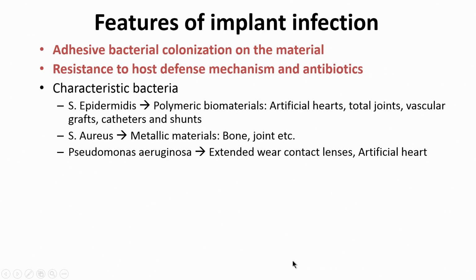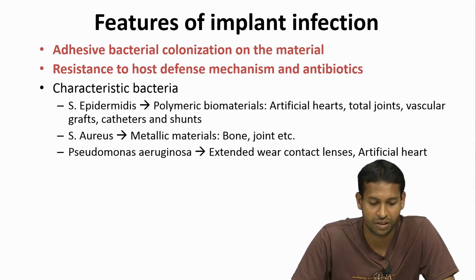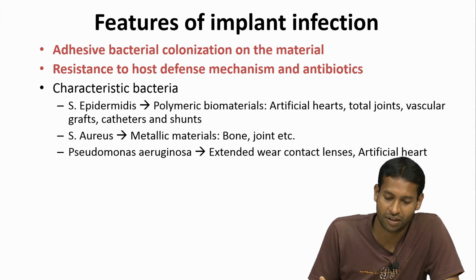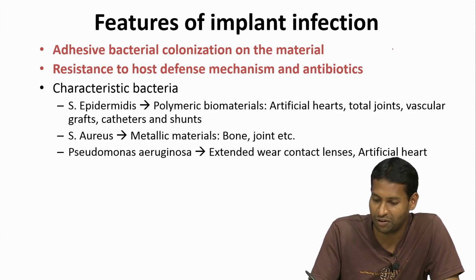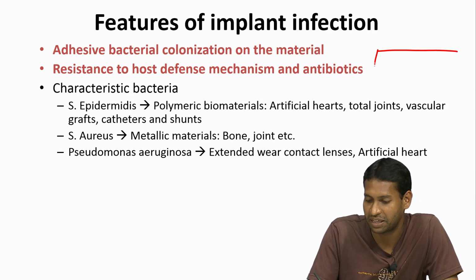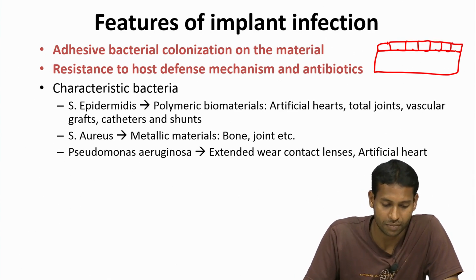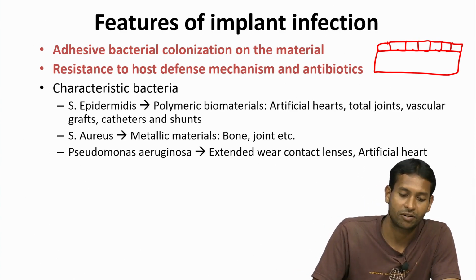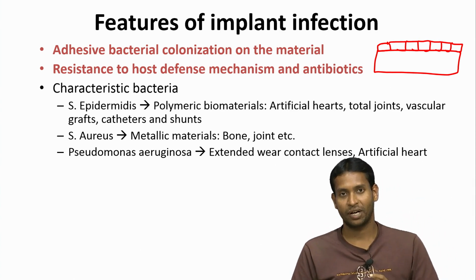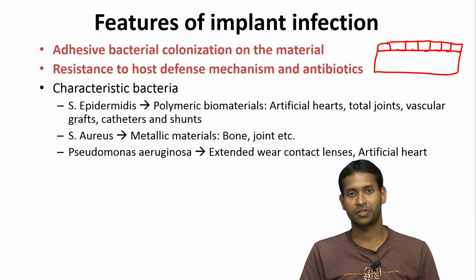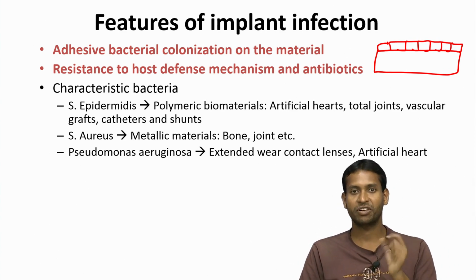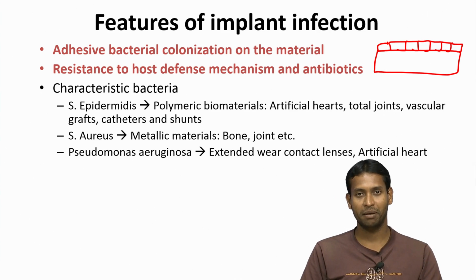So, let us talk further about some of the features of these implant infections. You have adhesive bacterial colonization on the material. Let us say now that the implant has been infected and there is bacteria colonizing pretty much all of this implant, then this causes resistance to host defense mechanisms. As I briefly mentioned in the last class, there could be planktonic bacteria, which means free floating bacteria, and there could be bacteria in biofilms.